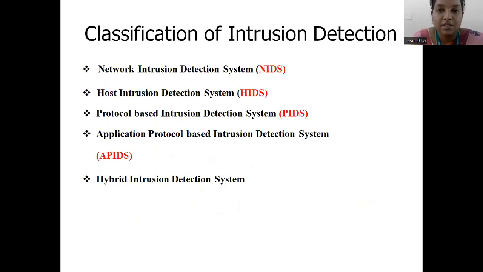There are different classifications of intrusion detection. Network intrusion detection systems are used for providing network protection. We can also provide intrusion detection for hosts, with host intrusion detection systems. There are protocol-based intrusion detection systems, application protocol-based intrusion detection systems, and hybrid intrusion detection systems. These are some of the important classifications of intrusion detection systems.